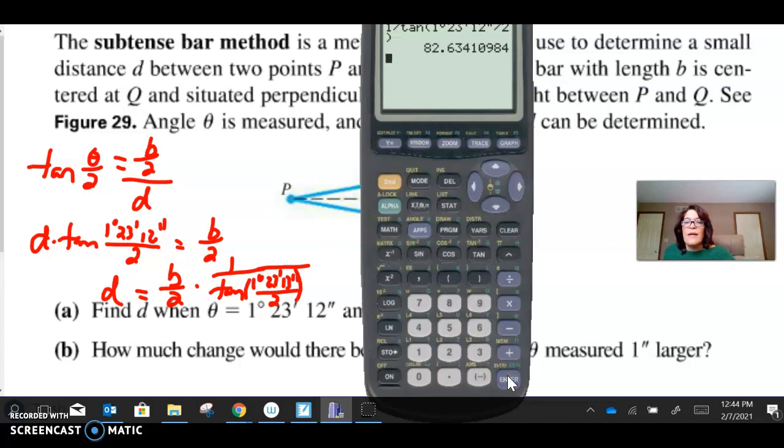82.63. How much would it change for 1 second more? I simply would put in 13 seconds instead of 12 seconds and then subtract those differences.